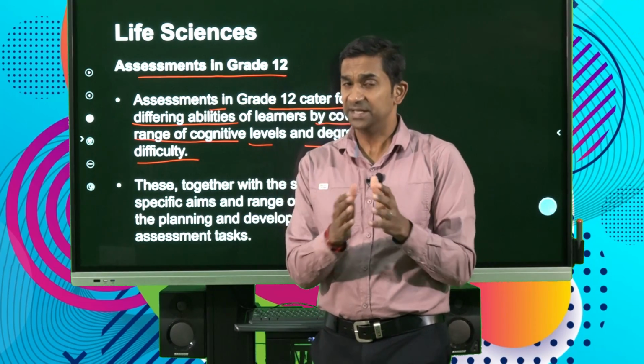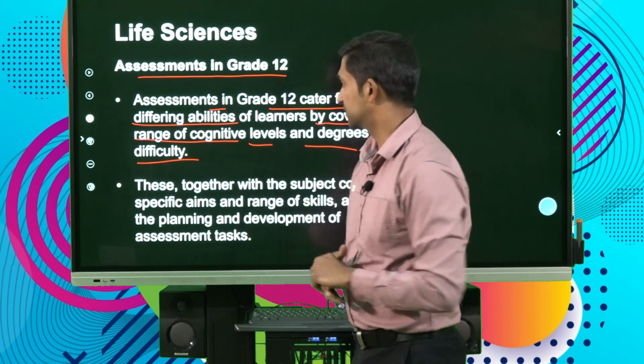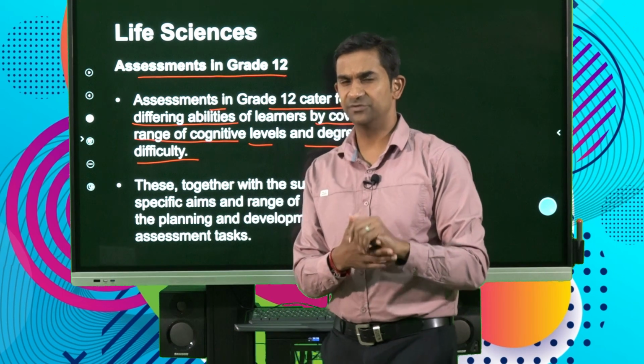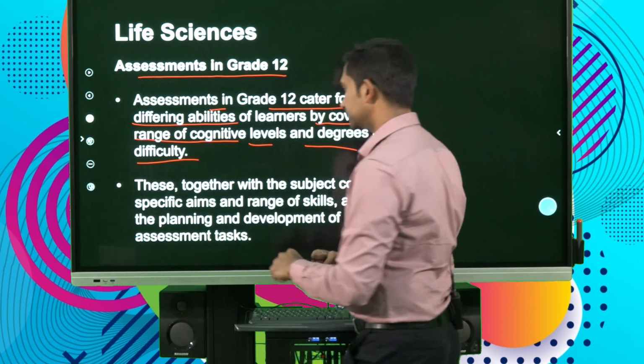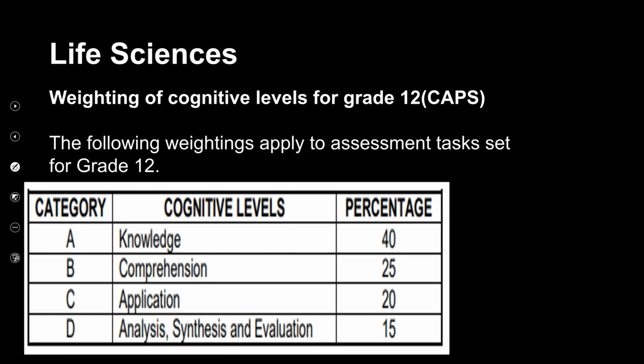So the exam is set carefully to consider the different cognitive levels. It also covers a different level of difficulty, where you've got questions in your first part of your exam being the easier ones, and as you get into the structure of the paper, you find that the level of difficulty becomes much more challenging. These, together with subject content, specific aims, and a range of skills, are used in planning and developing the assessment task.